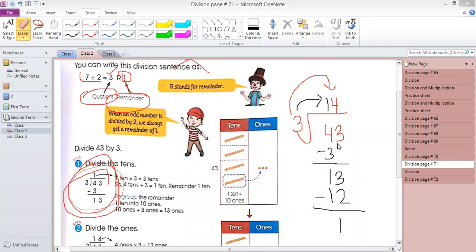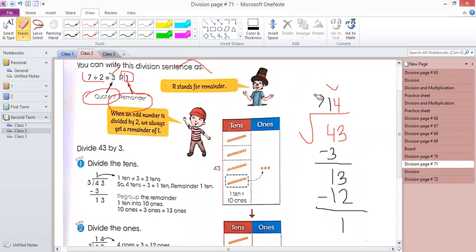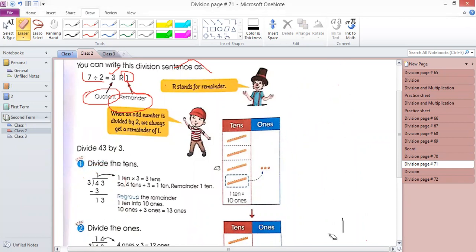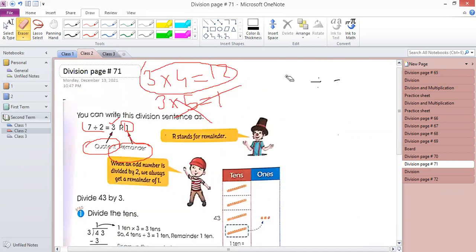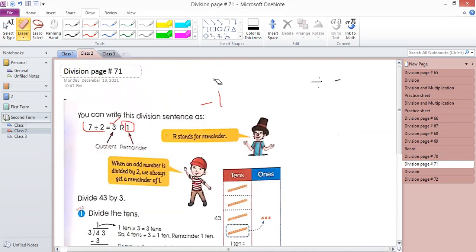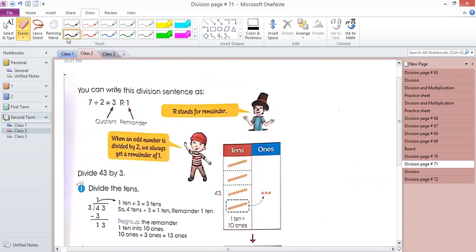Very good. Guys, now I'm going to take one more example to make you understand. Let's suppose I take an example here, which is 96 divided by 2.